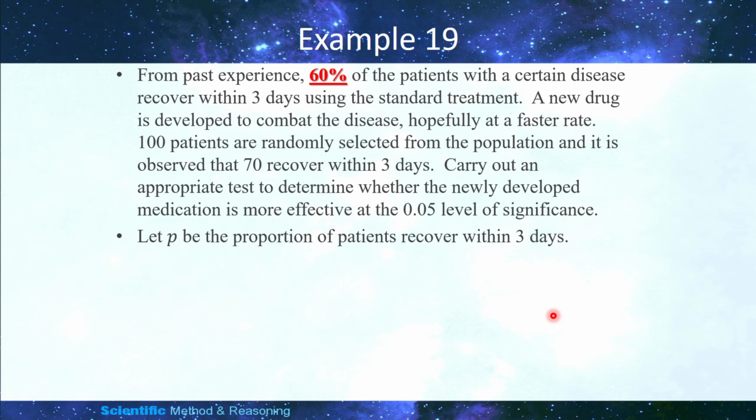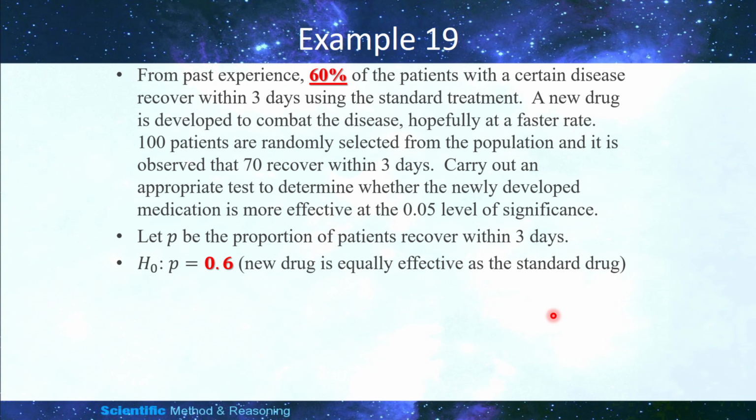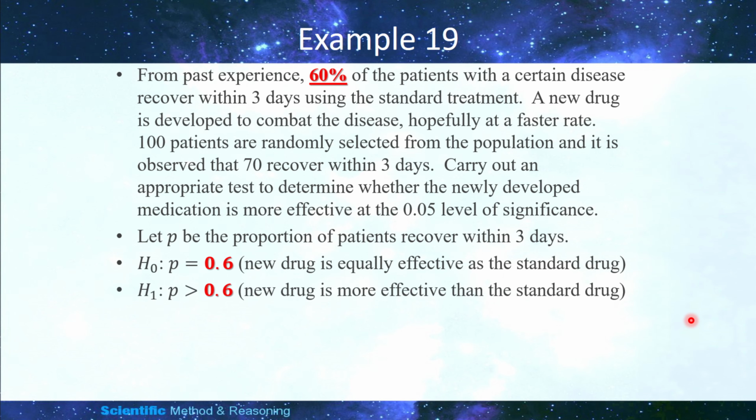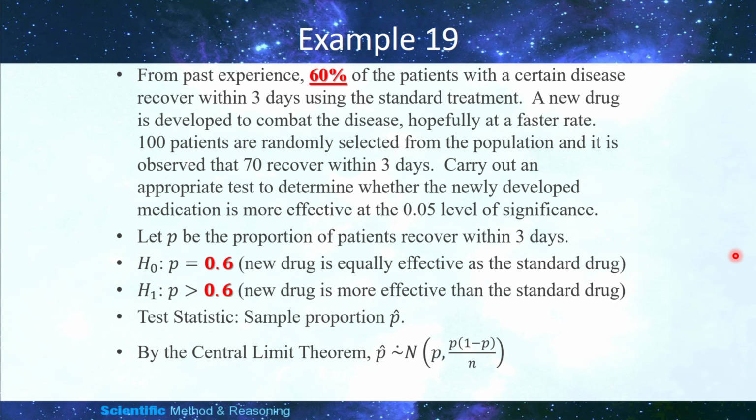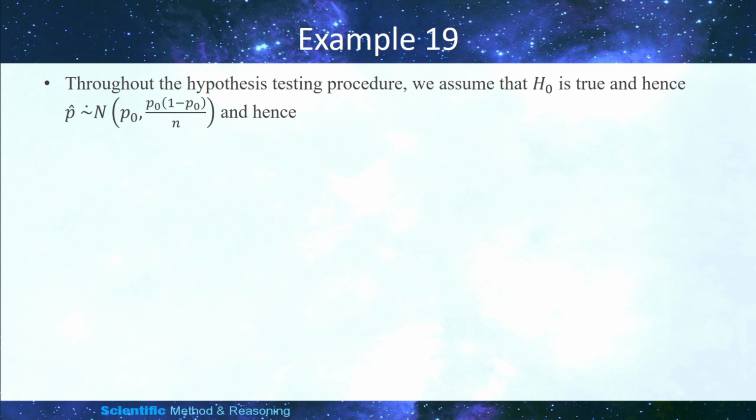Let P be the proportion of patients who recover within 3 days, and therefore the null hypothesis is P equals 0.6, indicating that the new drug is equally effective as the standard drug, against the alternative P greater than 0.6, indicating that the new drug is more effective than the standard drug. The test statistic is simply the sample proportion p hat, because we are testing the population proportion. And by the central limit theorem, we know the properties of the sample proportion.